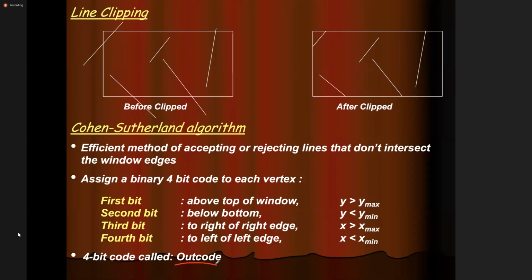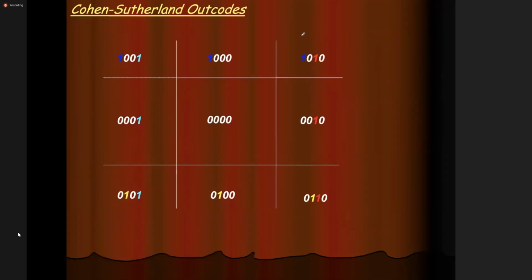Right, now what we are going to do is, we assign a binary 4-bit code to each vertex. We assign a binary 4-bit code to each vertex when we are working with this outcode clipping algorithm. First bit, we take 4 bits. Four bits, right? We mark it. Now these are the 4 corners of the window area. These areas are marked 1, 0, 0. The first bit is 1.